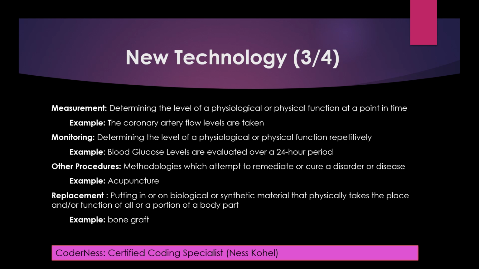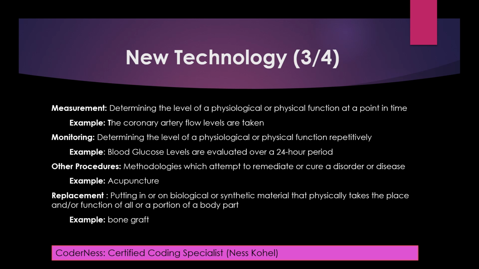Continuing on with new technology. Measurement is determining the level of a physiological or physical function at a point in time. An example is the coronary artery flow levels are taken. Monitoring is determining the level of a physiological or physical function repetitively. Example is blood glucose levels are evaluated over a 24-hour period.